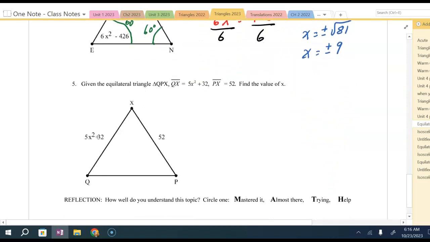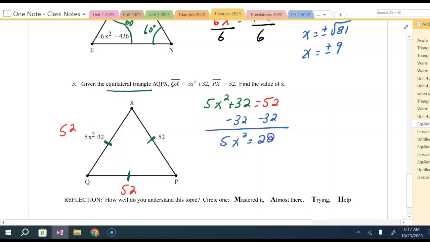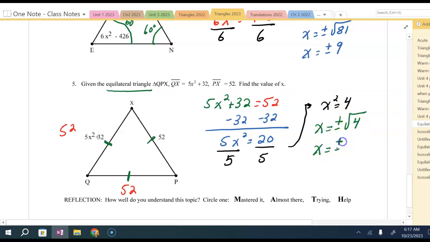And let's take a look at one more example here. So number 5, if you want to pause the screen and try this on your own, you can, but it's a little bit different. In an equilateral triangle, all sides are equal. So this time, 5x squared plus 32, that is not an angle, it's a side, and all the sides are the same, meaning all the sides are 52. So here we're going to set it equal to 52. We'll subtract 32 from both sides. We'll get 5x squared is equal to 20. We'll divide by 5. We'll get x squared is equal to 4. So x is plus or minus the square root of 4. So x is plus or minus 2.